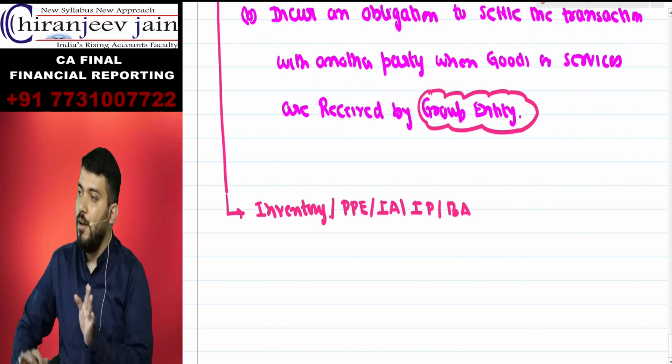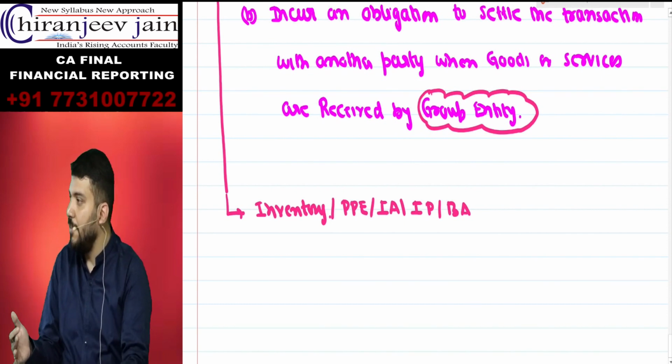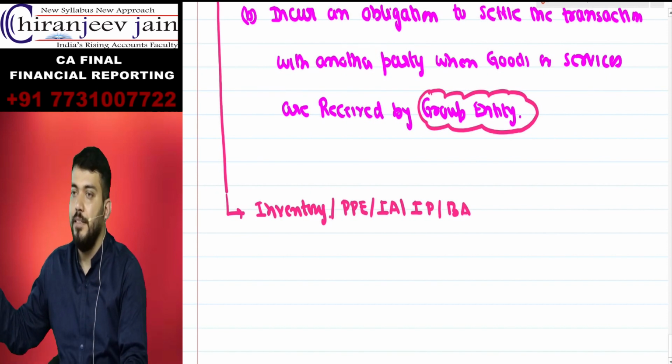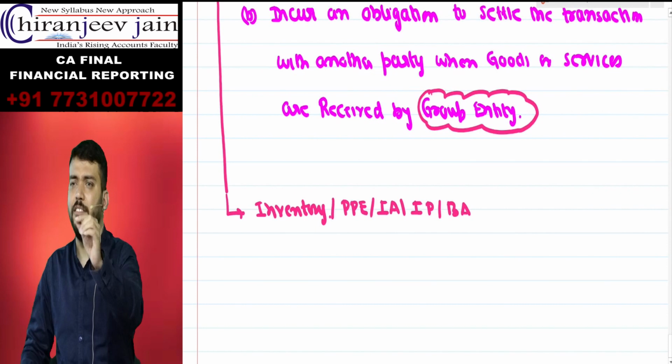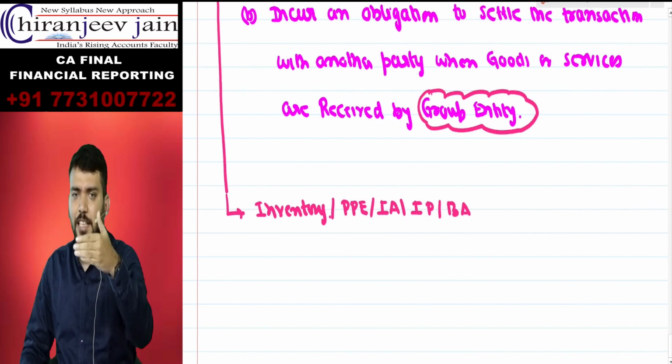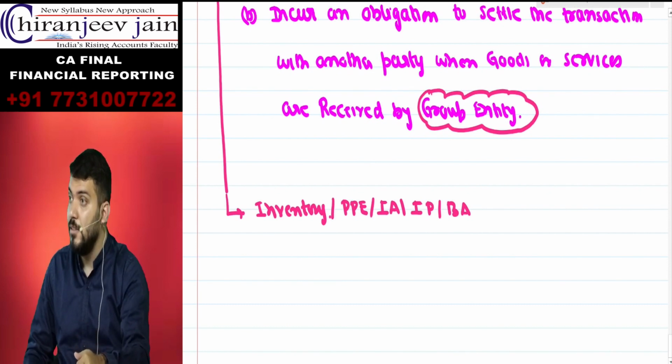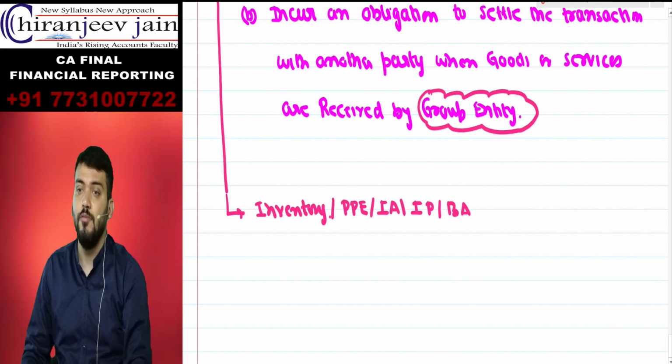So we receive what? Either inventory or PP or any asset. Means if in a simple transaction we purchase PP and the settlement is done in the form of equity shares, is it covered under Ind AS 102? It is covered under Ind AS 102.